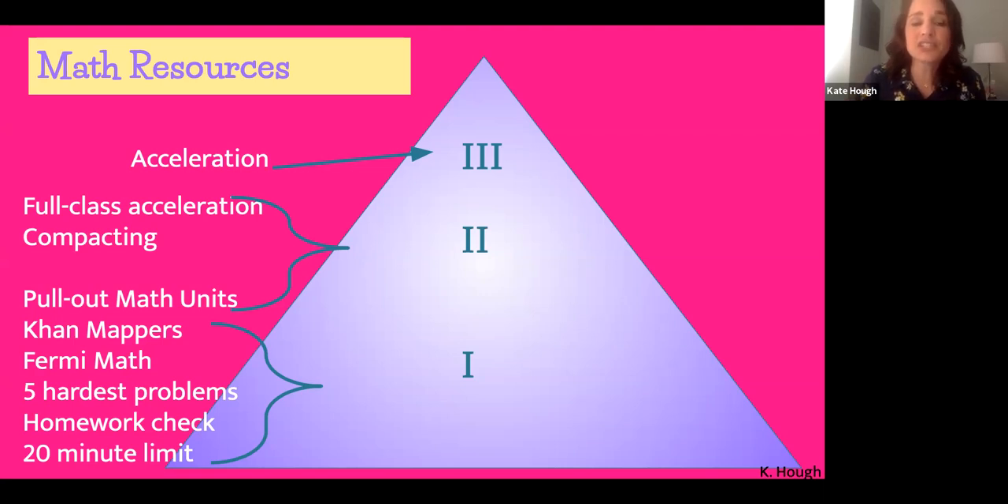Additionally, I had some students who came for pull-out math units. So within that 5th grade, some kids weren't ready to be accelerated into a 6th grade level math, but they were still gifted level learners. So they would come to do higher level thinking with me, creative problem solving. All students had access to Khan Academy mappers, and I've seen different online forums for math.